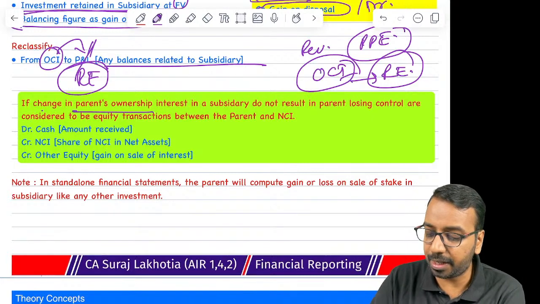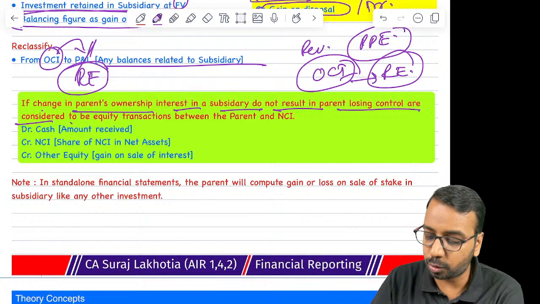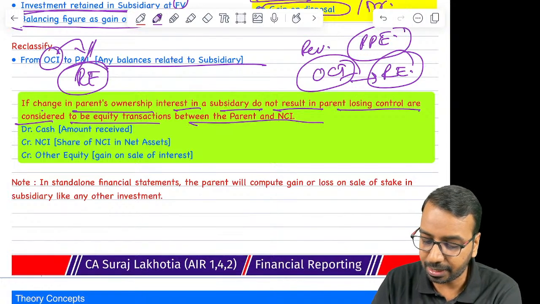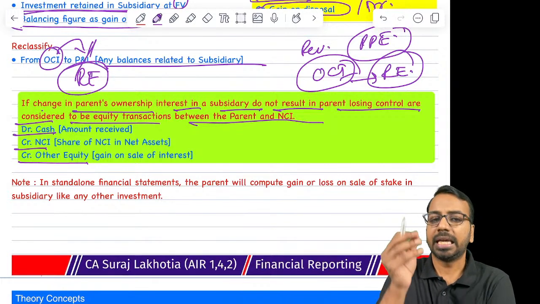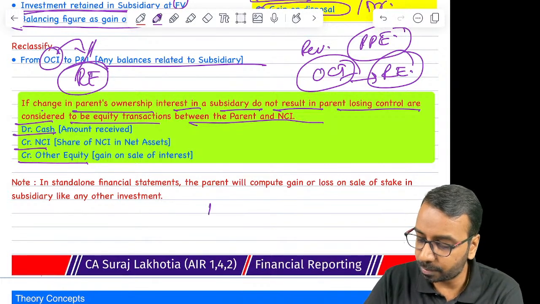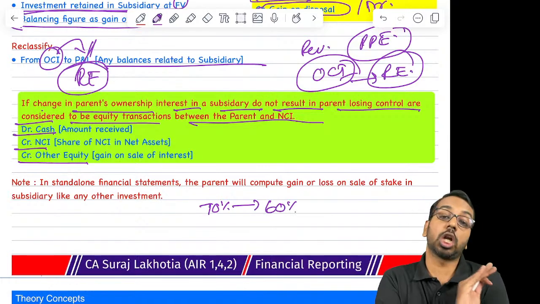If there is a change in parent ownership interest in a subsidiary that does not result in parent losing control, they are considered to be equity transactions between parent and NCI. So you will debit cash, credit NCI and credit other equity. So basically what does this mean? If, for example, from 70% we brought down to 60%. Now this is not a loss of control.